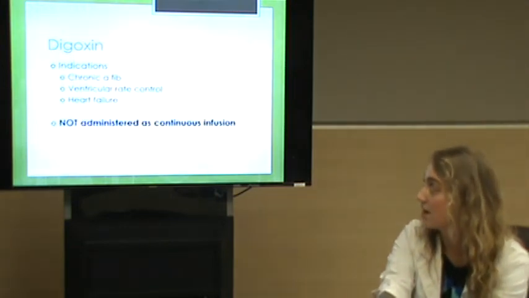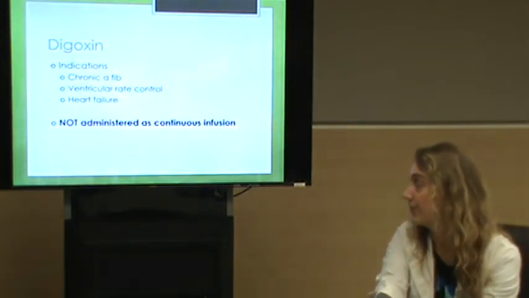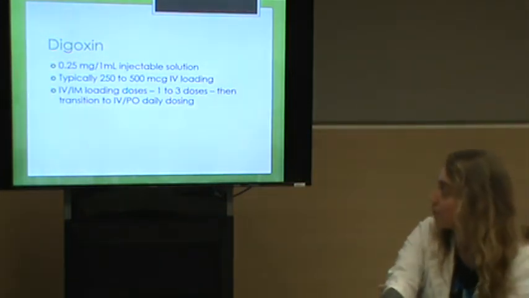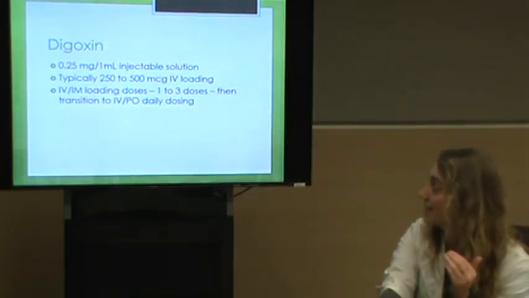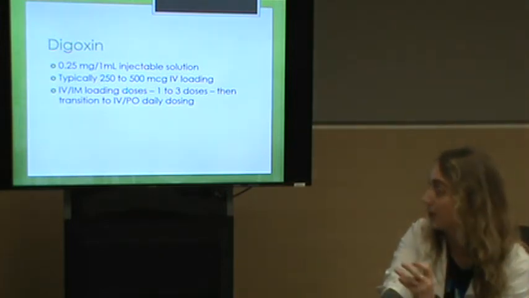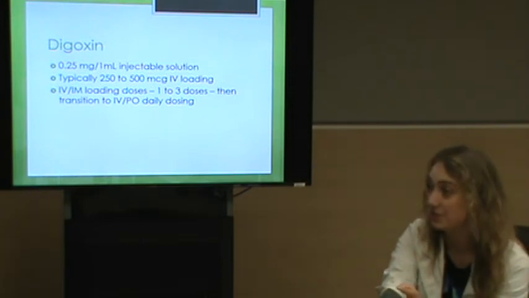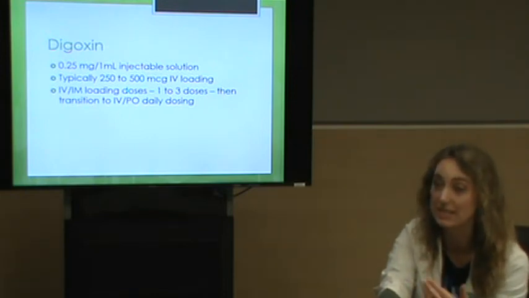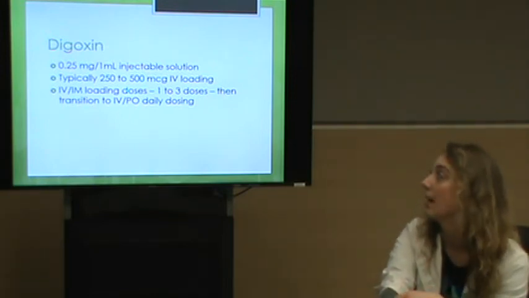Digoxin is used for chronic AFib, ventricular rate control, and heart failure, and it is never administered as a continuous infusion. You can give IV loading doses, or you can skip the IV form altogether and go straight to PO. A lot of the time that's physician preference. Most of the physicians that we encounter here typically prefer the IV loading because it is a lot faster and it gets that patient to therapeutic goal at a much quicker rate.